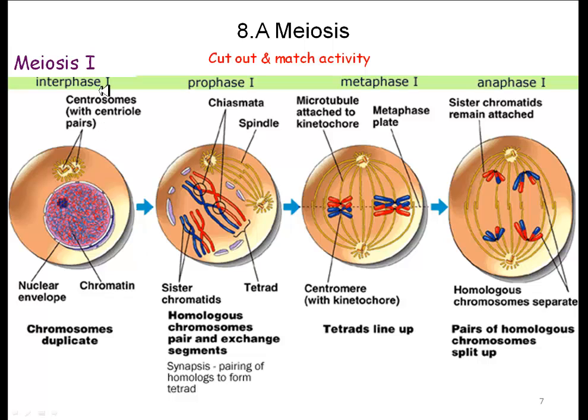We have meiosis 1, with the same phases: interphase, prophase, metaphase, and anaphase. The difference is when we get chiasmata, we can get some genetic variation, and when we start splitting, instead of getting sister chromatids, we split the individual chromosomes, and you can see we've shifted some of the information from the red to the blue and the blue to the red. So the chromosomes duplicate, homologous chromosomes pair up, tetrads line up, and the homologous pairs split up.